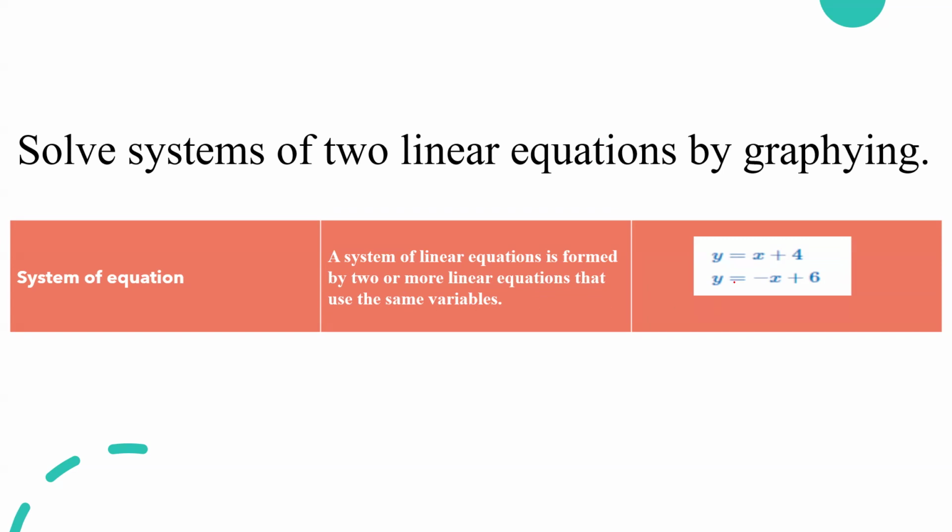For example, on my right here, we have y equals x plus 4, y equals negative x plus 6. This is a system of equations because it is made up of two linear equations. And if you notice, the variables in these equations are the same, based on the definition.